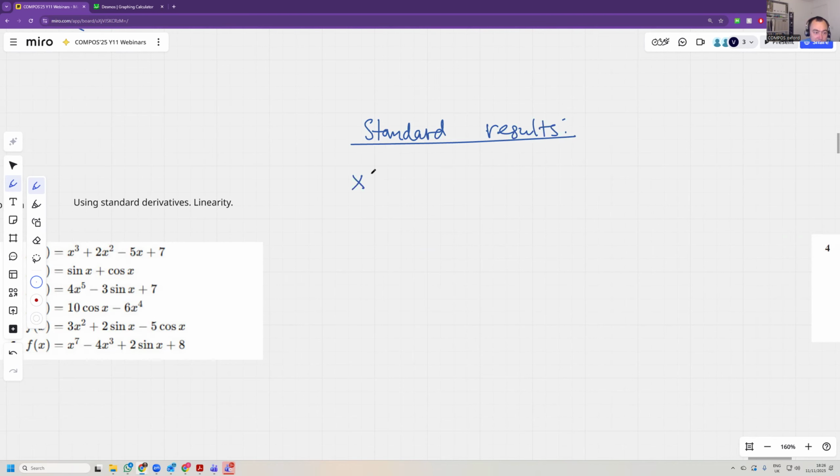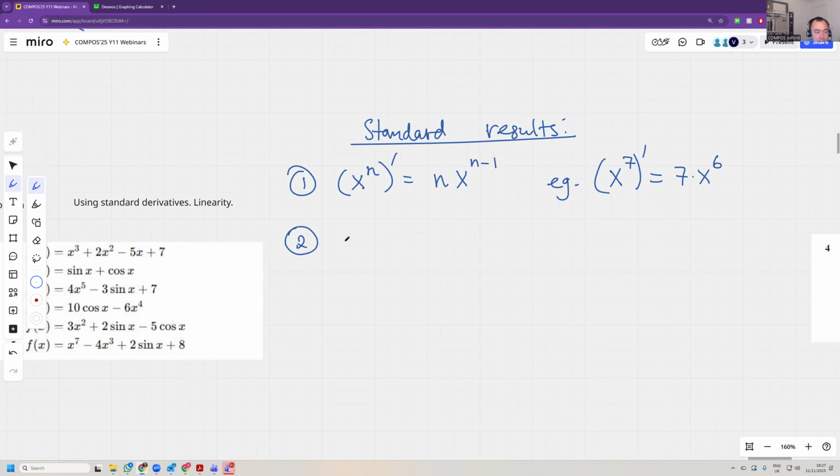First of all, we already know that the derivative of x to the power n is n x to the power n minus 1. Example, x to the power 7: the derivative is going to be 7 multiplied by x to the power 7 minus 1, which is 6. Okay, the first standard result.